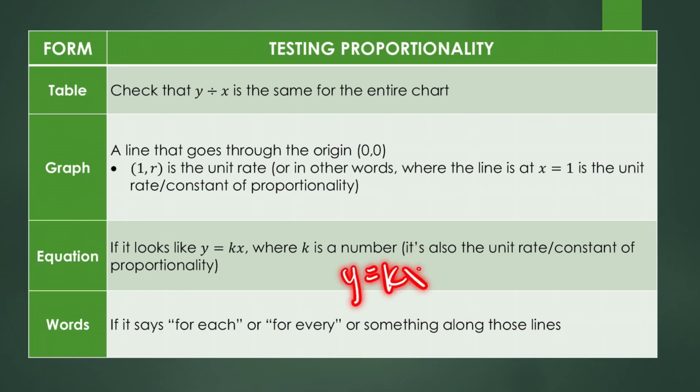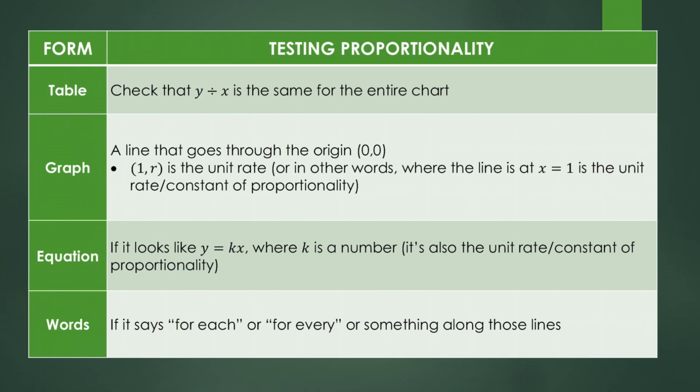But if you have y equals kx plus b, or y equals mx plus b, that's not a proportion because you've shifted that line up or down. So it has to just be y equals kx. And in words, you can test it for proportionality if it says for each or for every, because in a proportion, you're changing at the same rate. You can't have one thing changing and the other one not.